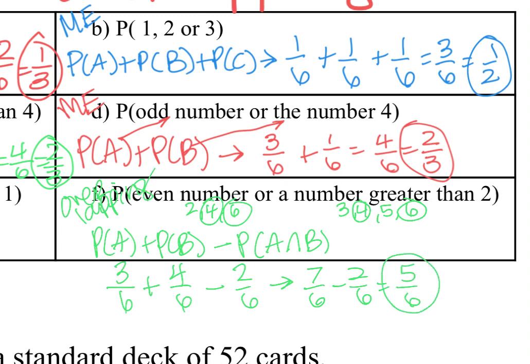And there's your answer. So if you forgot to do this part, you will get 7 over 6. And this is bigger than 1, and that is not correct.